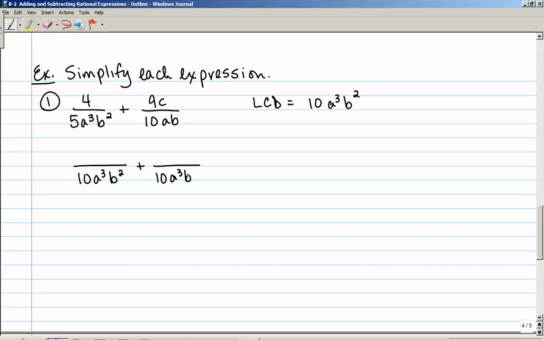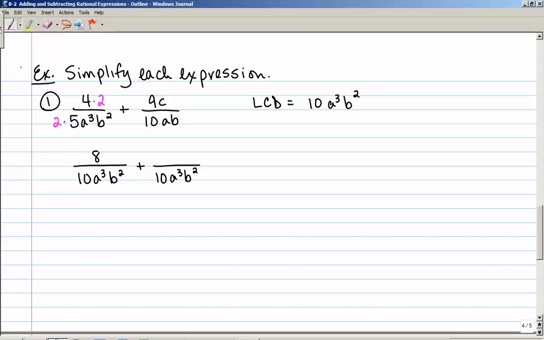10a cubed b squared. Okay, now what do I need to multiply 5a cubed b squared times to get 10a cubed b squared? And that would be just a 2. I'd have to multiply both the top and bottom by a 2. So that's going to give me 2 times 4, that's going to give me an 8 here.